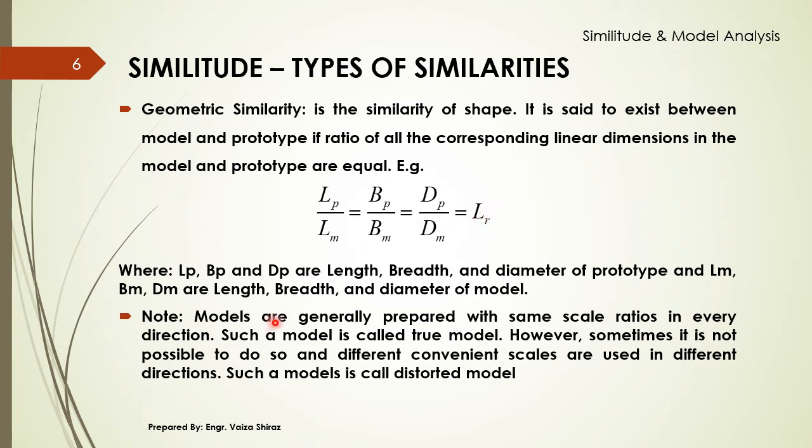Also note that models are generally prepared with the same scale ratios in every direction. Such a model is called a true model. However, sometimes it is not possible to do so and different convenient scales are used in different directions, and such models are called distorted models.